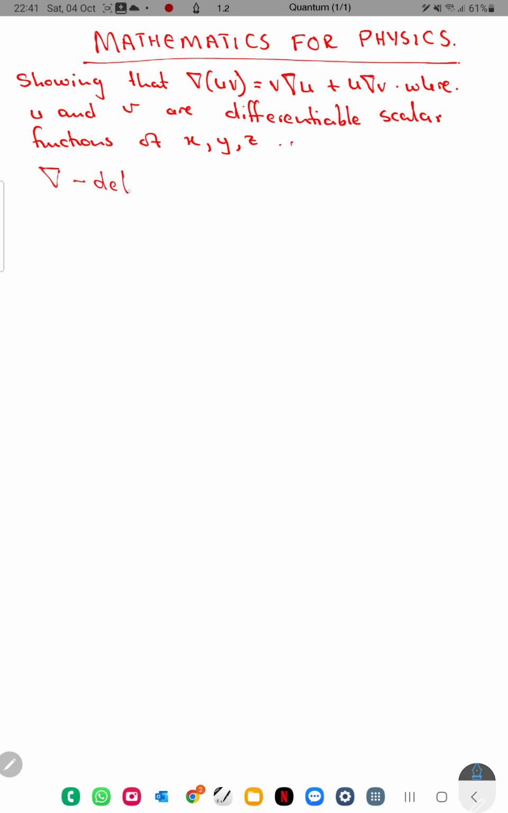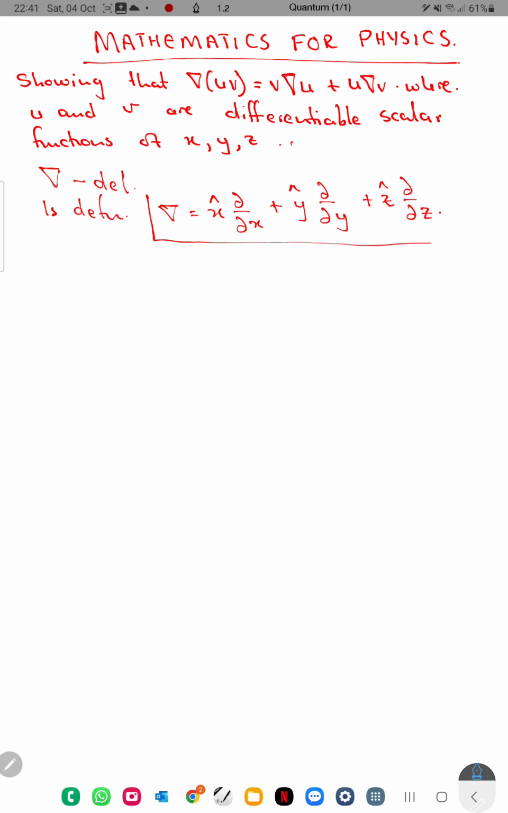This is called the del function, and the del function is defined as follows. The del is actually the unit vector of x, partial differentiation of x, plus the unit vector of y, d of dy, plus the unit vector of z, z direction of dz. So this is the operator, the del operator. The del operator is one function.